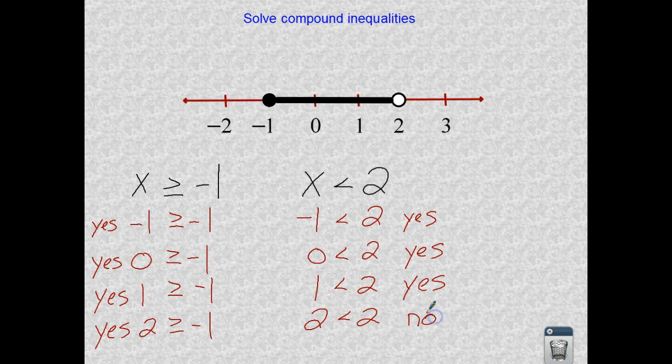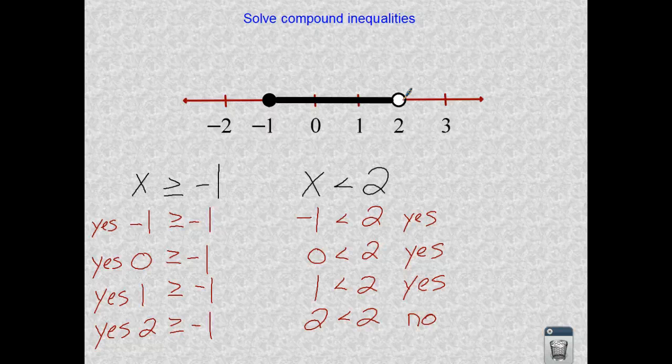That is a no. So all of the numbers that are shaded, the -1 is colored in, it's shaded. All of the numbers up to, including their decimal notations, are going to work or be satisfied in both inequalities, except for 2, because it's not included in the answer. That's why it has the open circle.